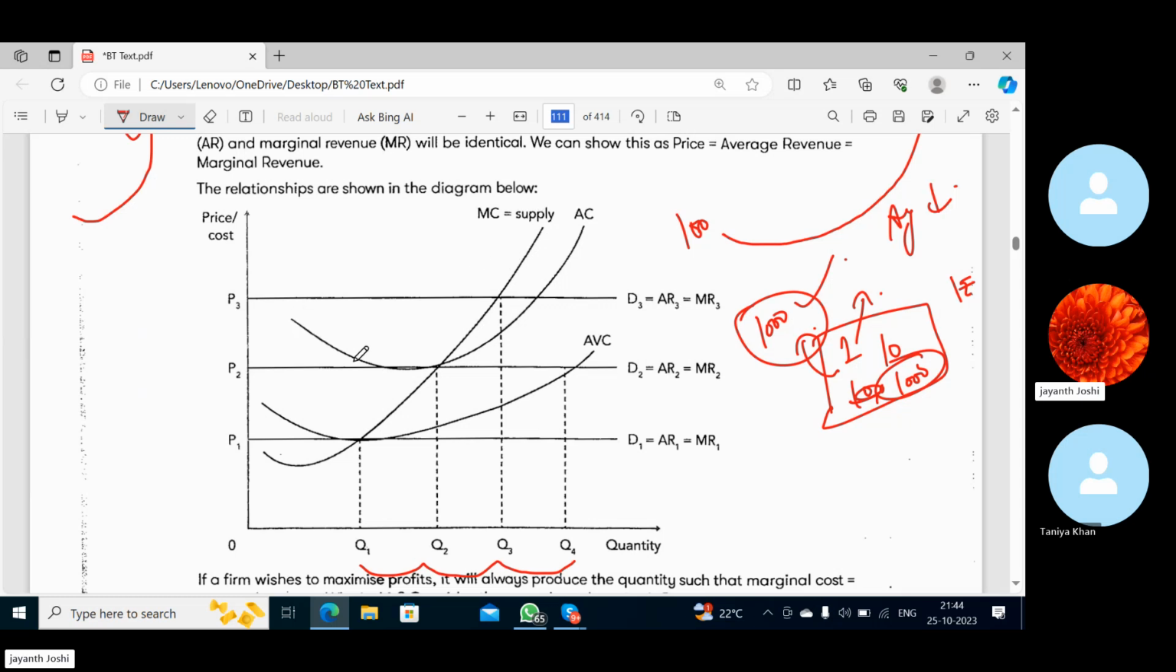Your average cost will reduce first, till this level. This is the price or cost. This is the least cost. Beyond this, if you produce, you are incurring high cost, right? I have explained that just now.